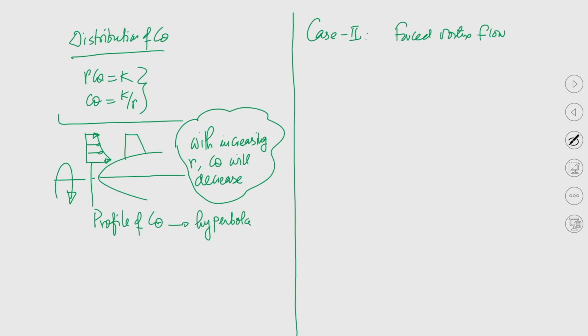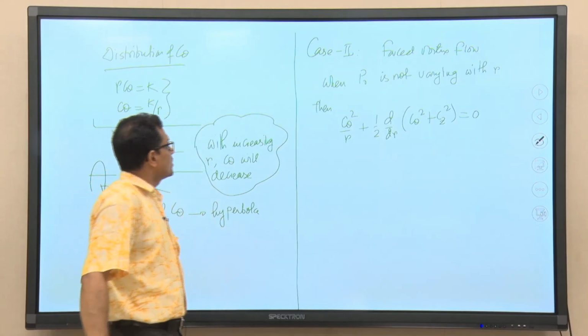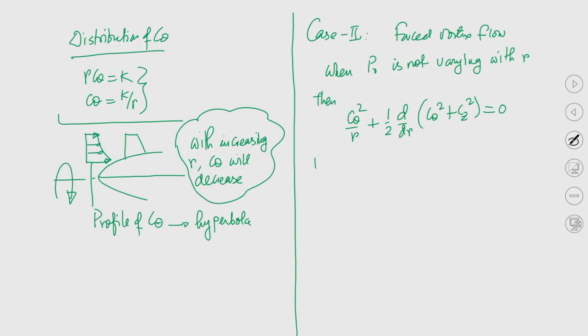Now, what is the equation? When P naught is not varying with r, then we can write the equation C theta square upon r plus half d/dr of (C theta square plus C z square) equals 0, right. This is the equation we have seen. Now, when force vortex flow, then force vortex flow.